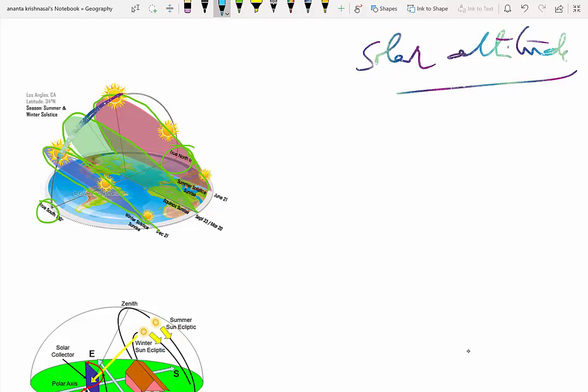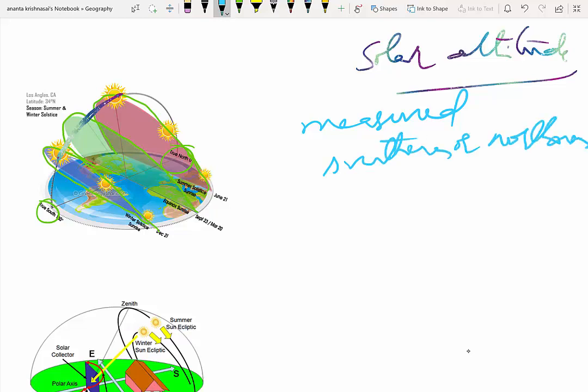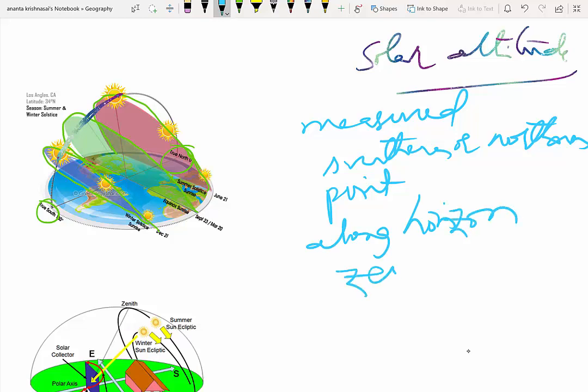So the solar altitude has to be defined. What is the solar altitude? The solar altitude is normally measured either from the southern or northern point along the horizon. And hence it has to begin at what? 0 degrees.